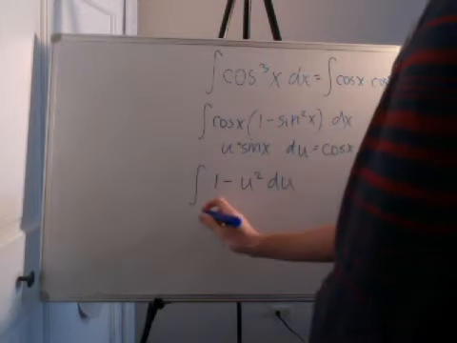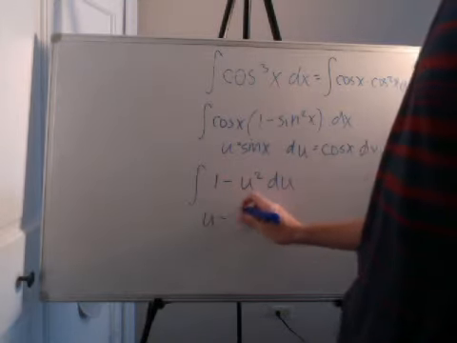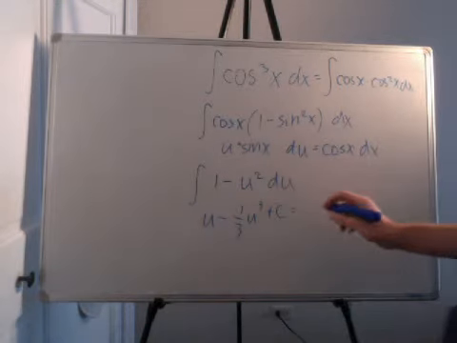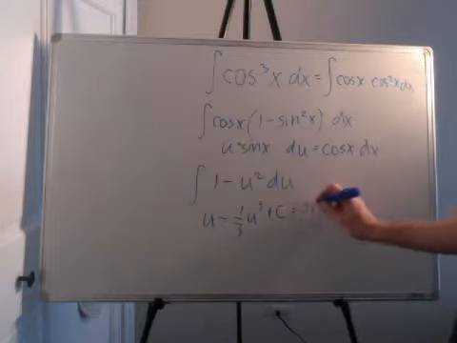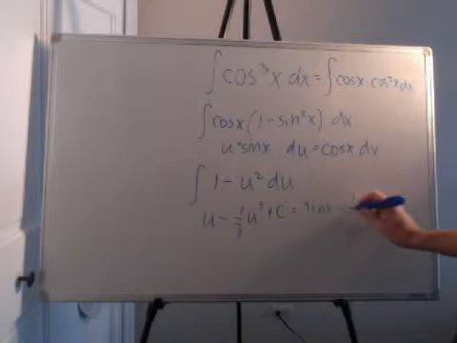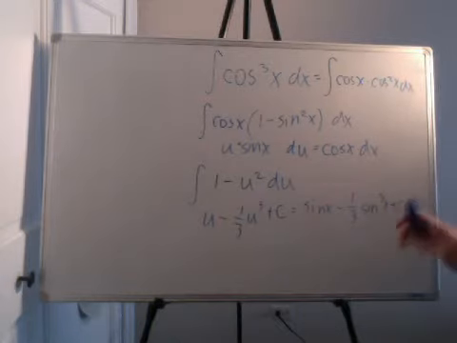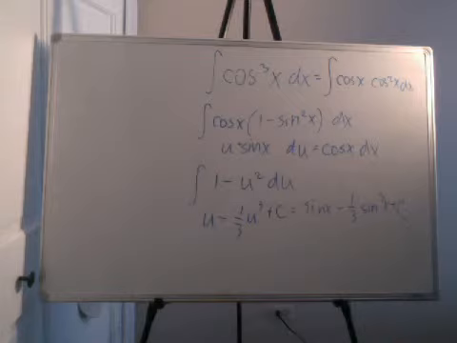And then we know that this is the same thing as u minus 1/3 u cubed plus c, which equals sine of x minus 1/3 sine cubed of x plus c. Okay, so basically what I just taught you is how to use trigonometry and integrate.